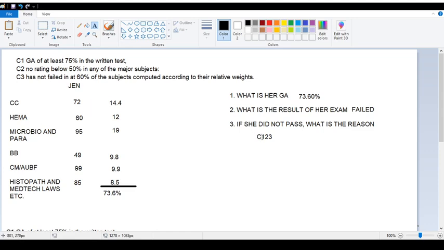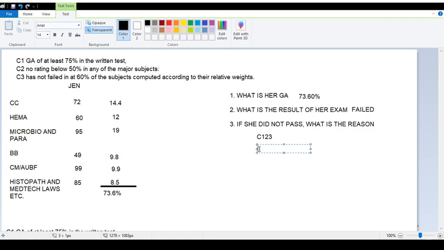So, C1, 2, and 3. But in case, for example lang, ma'am, what if dalawa lang yung hindi niya na-meet na sa criteria? For example, yung G1 niya is pasado naman, pero may rating siya below 50, and she was not able to pass at least 60% of the subject. So, you just need to indicate the word C, criteria 2 and 3, kung yun yung hindi niya na-meet.